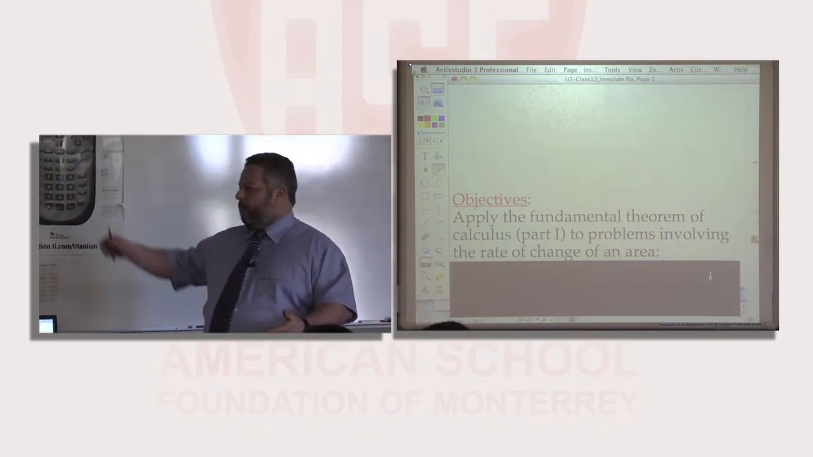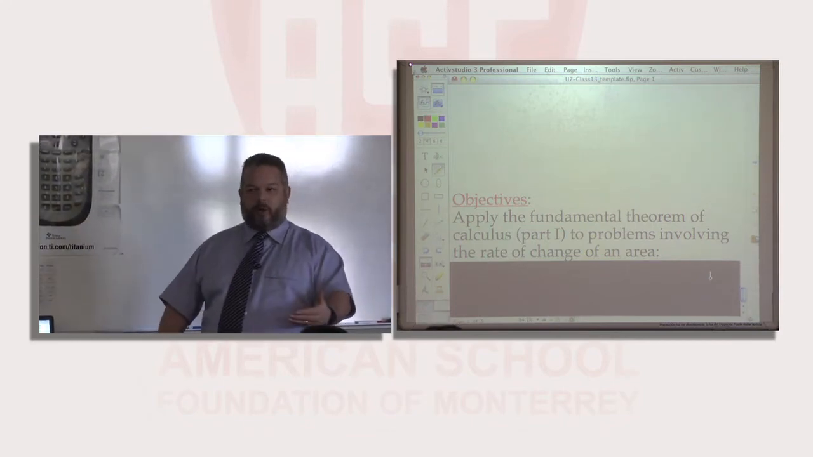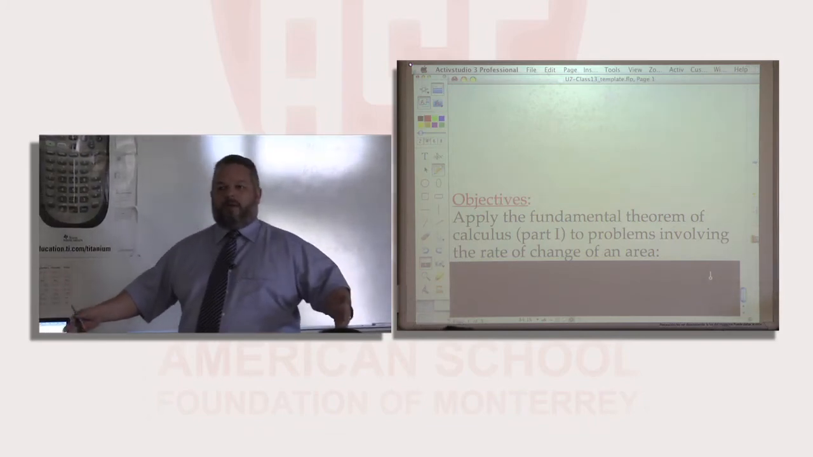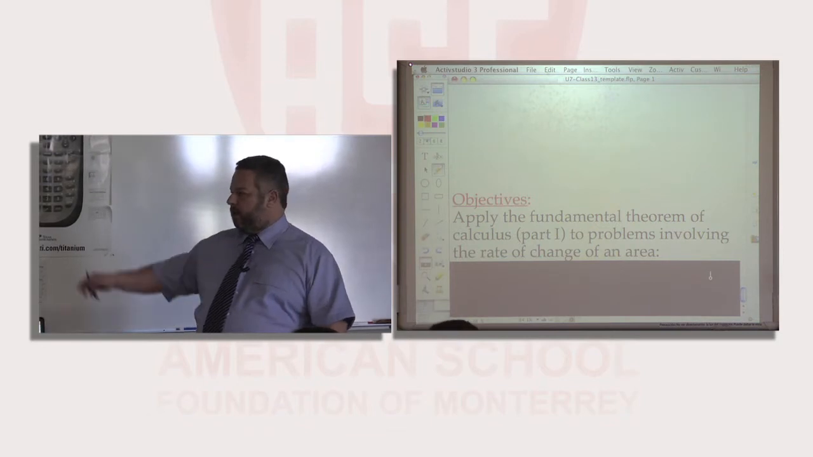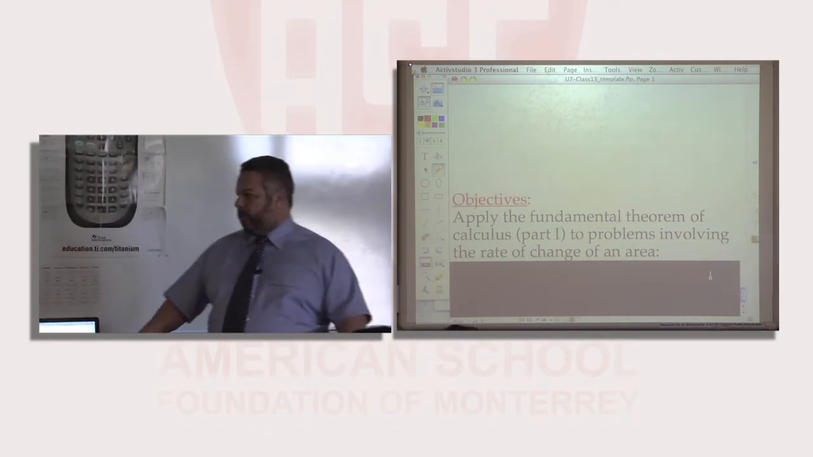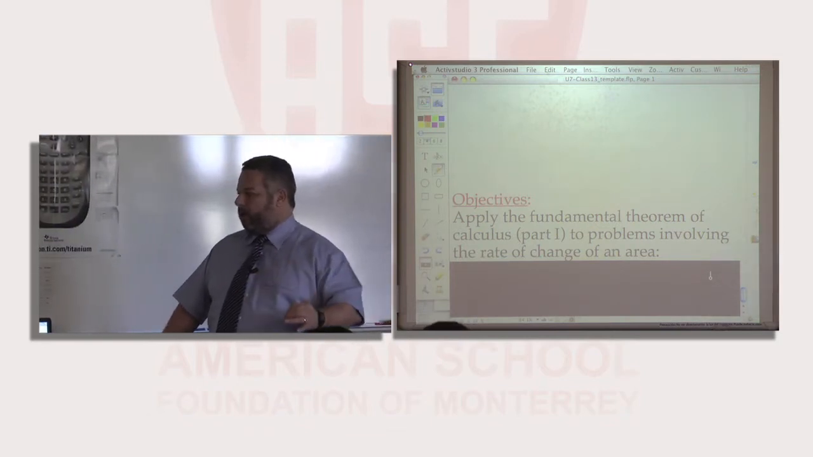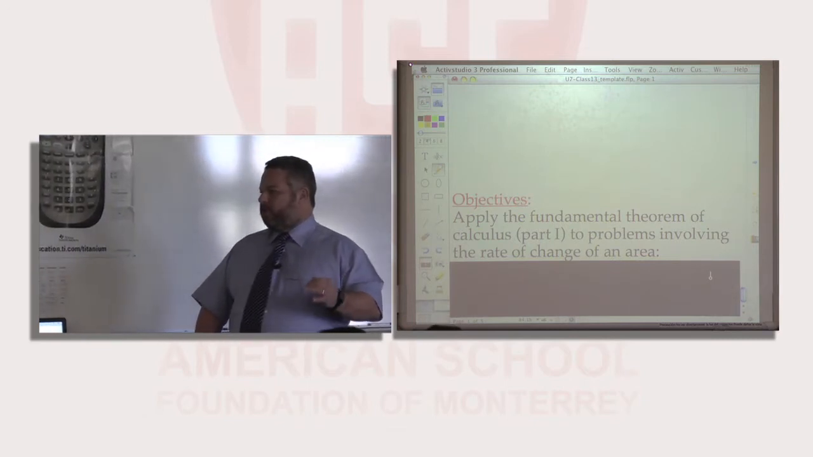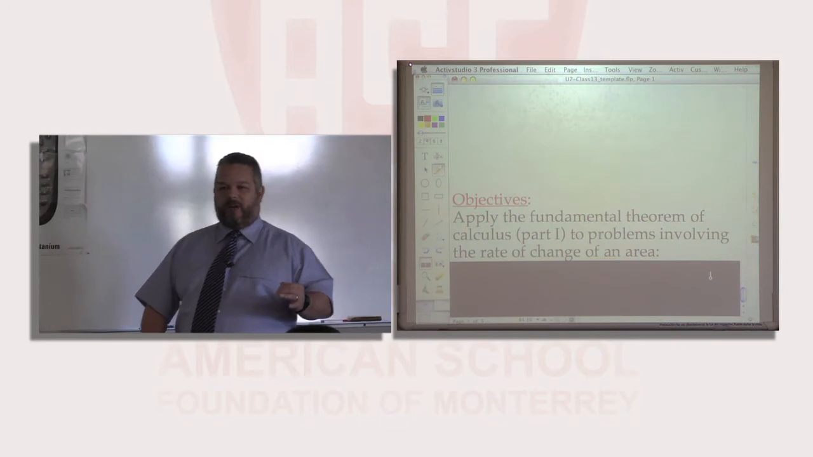Okay? So what we called part 2 is what your book calls part 2, but one of the homework exercises calls it part 1. It just depends on who you ask. Okay? But we're calling it part 2 to be consistent with your book. So today we're doing what your book calls part 1, which is applying the fundamental theorem of calculus to problems involving the rate of change of an area.